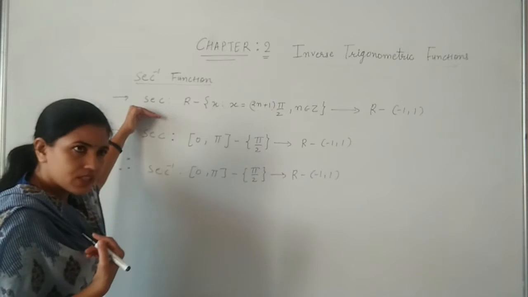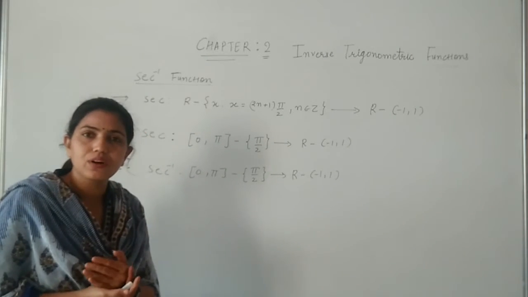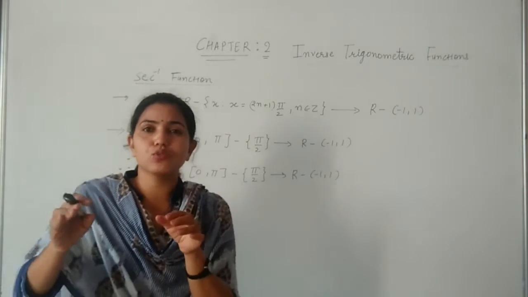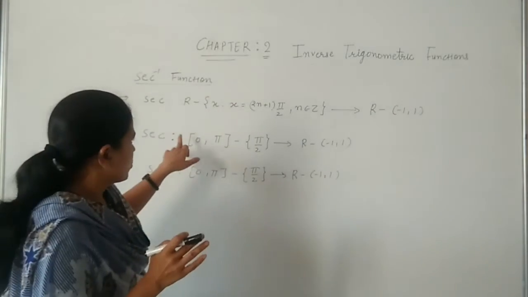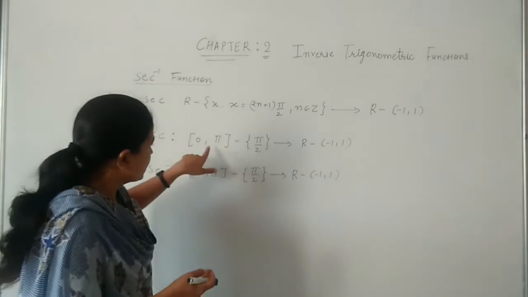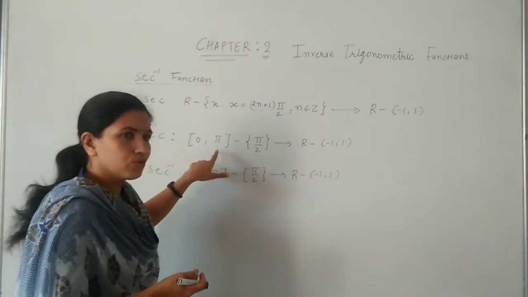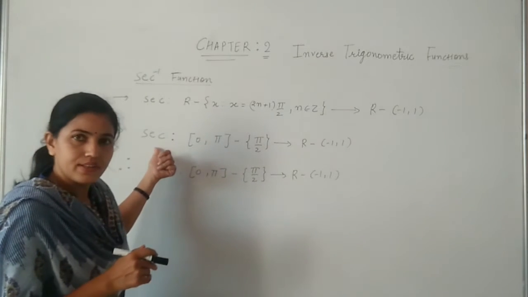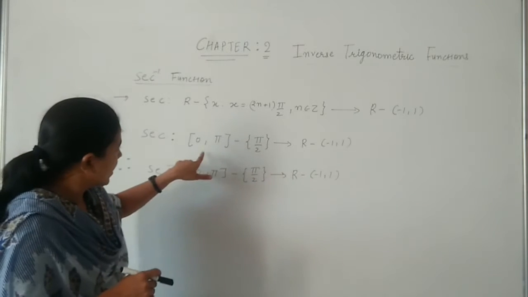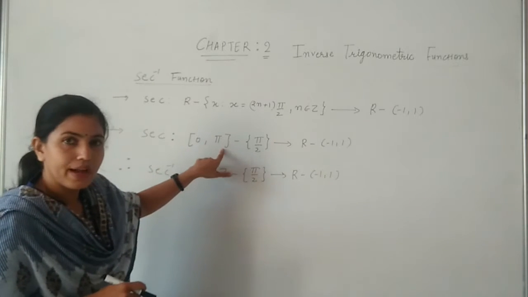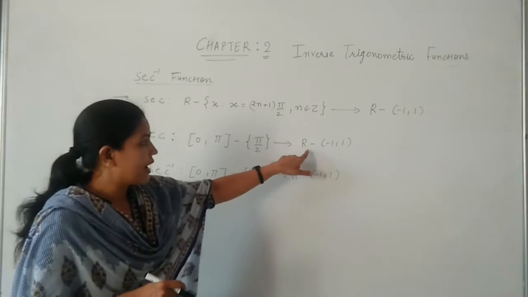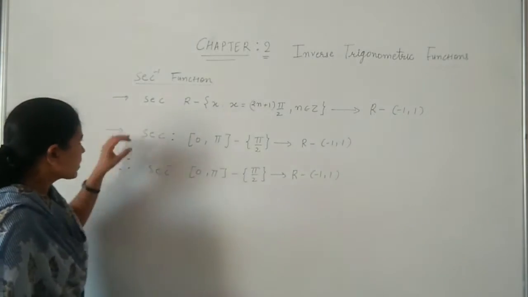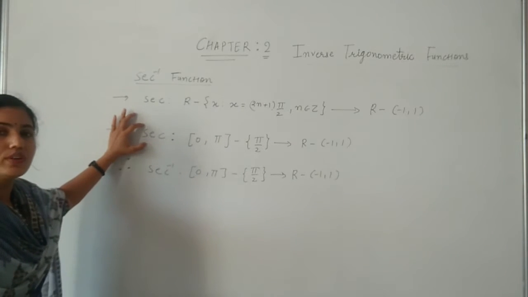So how will we restrict sec? Just like cos is restricted, similarly. Cos was restricted from 0 to π, then π to 2π, 2π to 3π, and so on. So here sec is also restricted to the interval 0 to π. But in 0 to π, there is one value where sec is not defined, that is π/2. So we have to take the sec function as 0 to π minus {π/2} to R minus the open interval -1 to 1. And now our sec function is one-one.